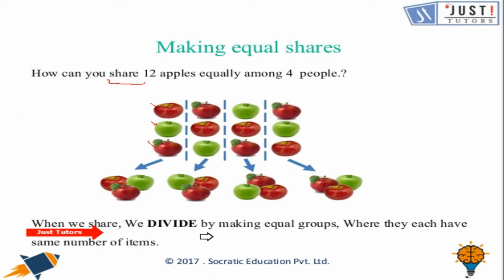When we share, we divide by making equal groups. So there are 12 apples, and when we share these 12 apples fairly among 4 people, each will be getting 3. So you can see that these 12 apples are shared among 4 people with a group of 3. Let's move ahead.